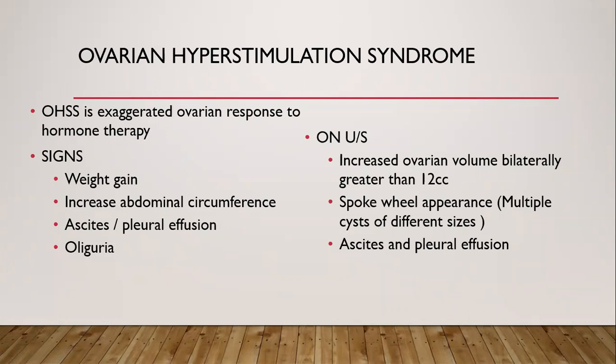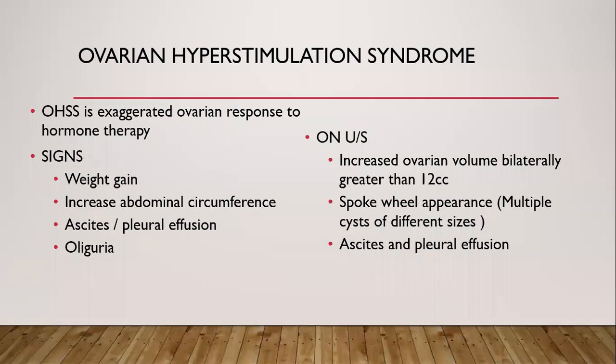Clinically, you are going to see the following signs: weight gain, where the patient will gain a lot of weight, and increased abdominal circumference. Clinically, they will also be able to see their ascites and pleural effusion signs, and also a reduction in the amount of urine that the patient gives out, which is oliguria. Then on ultrasound, we are going to see that the ovary measures more than 12 cc, bilaterally, both ovaries measuring more than 12 cc.